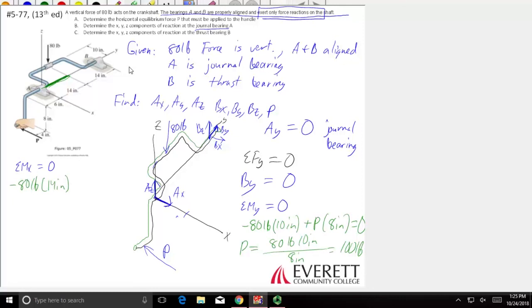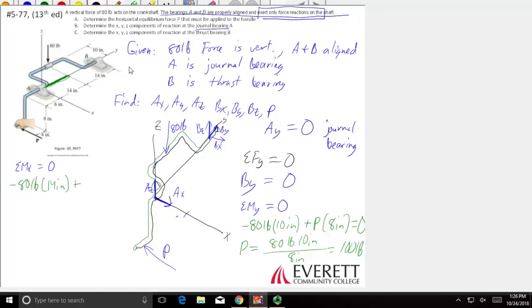And then we would do BZ. BZ is the only other force that creates a moment about the x-axis. Right? Because BY would pass right through the x-axis. The line of action of BY would pass right through the x-axis. BX is in the x direction, so it can't create a moment about x. And P is also in the x direction.